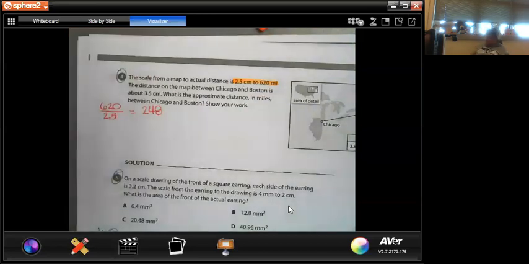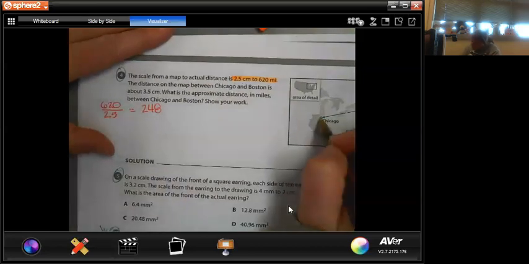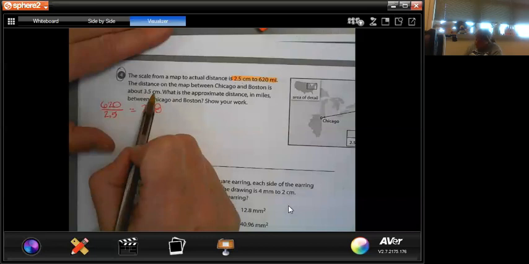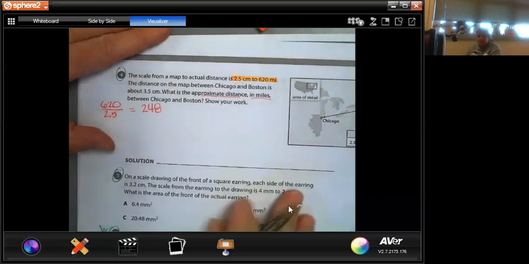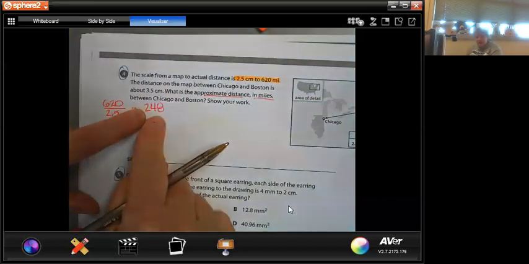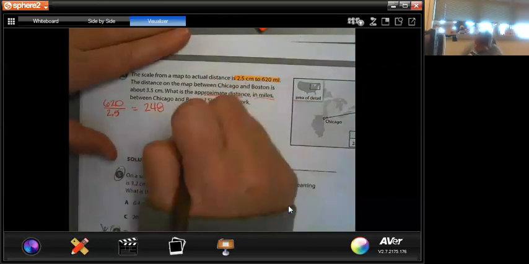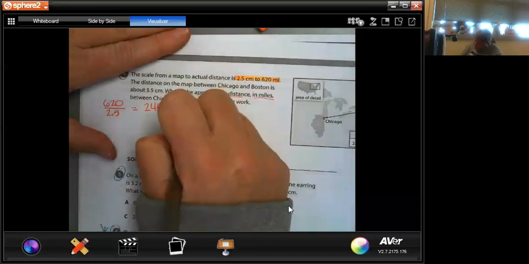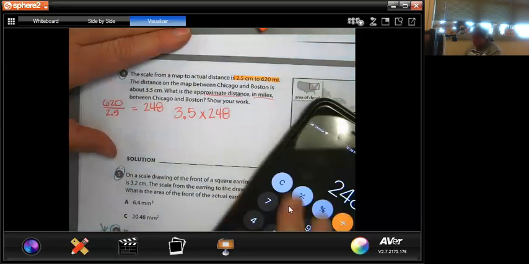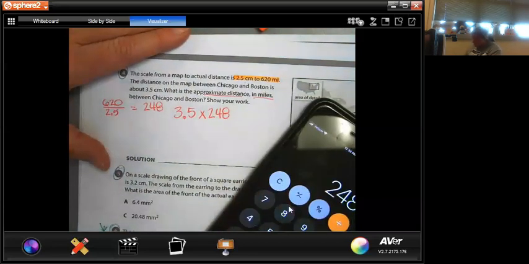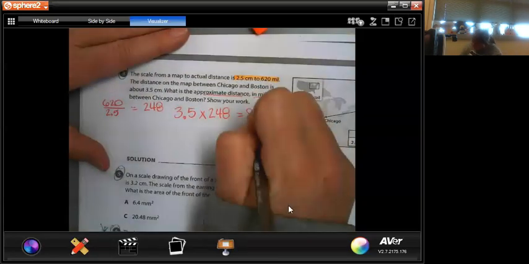It's always good. So on the map, the distance from Boston to Chicago is 3.5 centimeters. So what is the approximate distance in miles between these two? Well, you found your scale factor and you want to find the actual. So all we're going to do is take the distance on the map and multiply it by the scale factor. And the nice thing, it says approximate. So that means that we don't have to find the exact distance. So our answer is about that.